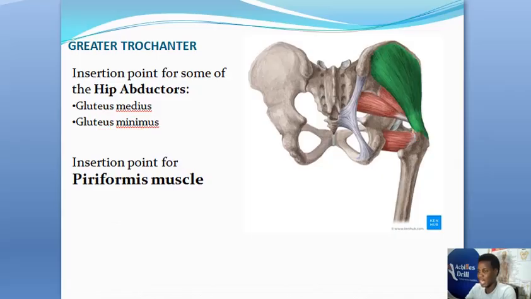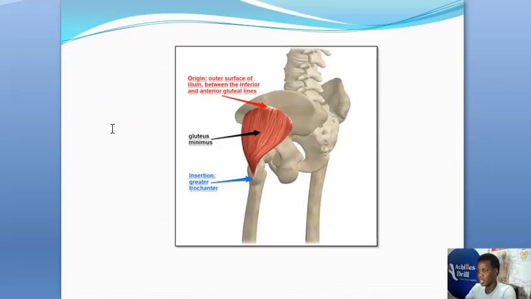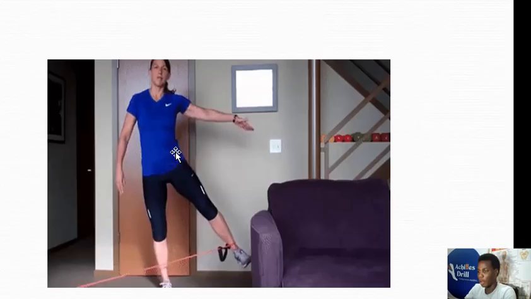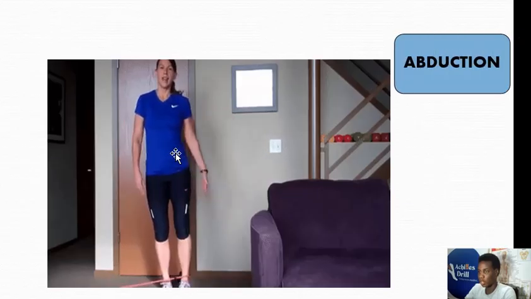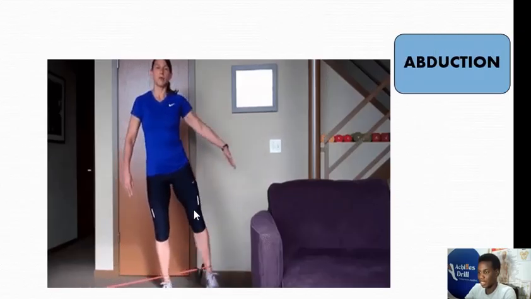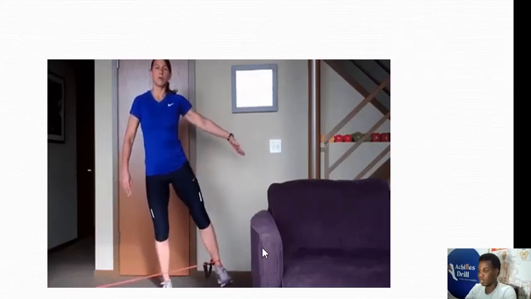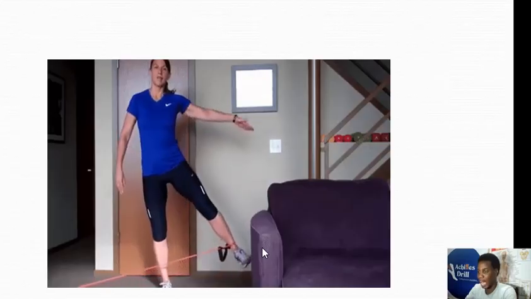And to start with, what is abduction? Abduction is simply taking a limb away from the midline. Okay, I think I have a GIF of that. So take a look at this GIF. This is showing the movement abduction. Abduction means taking a limb away from the midline. Okay, so the reverse movement is adduction, but for now I want you to focus on abduction.